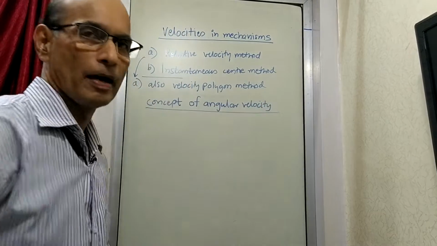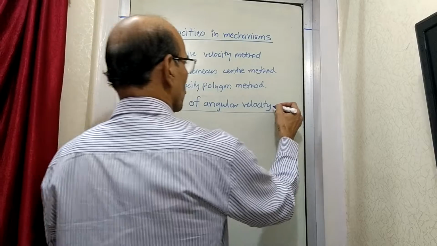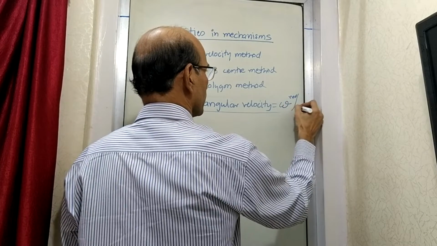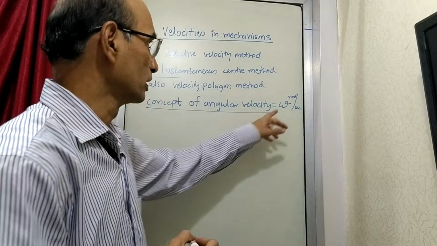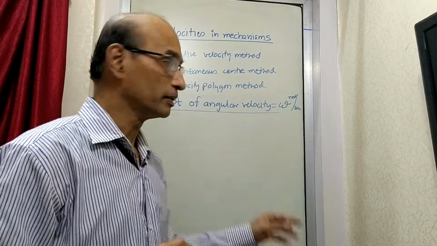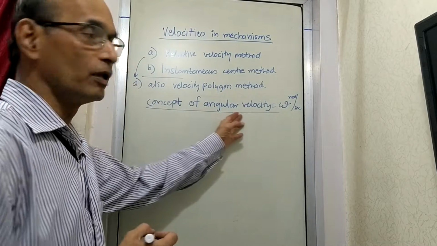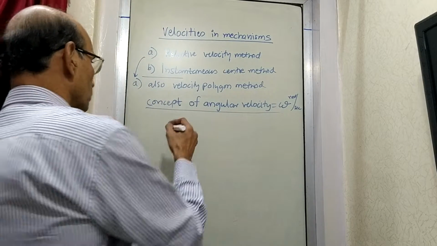Let us see the concept of angular velocity, which is shown by symbol omega, and its unit is radians per second. See, this is not W, this is omega. Omega radians per second. That is the way in which angular velocity is measured. Now, what is the meaning of this angular velocity? That is what we will see.